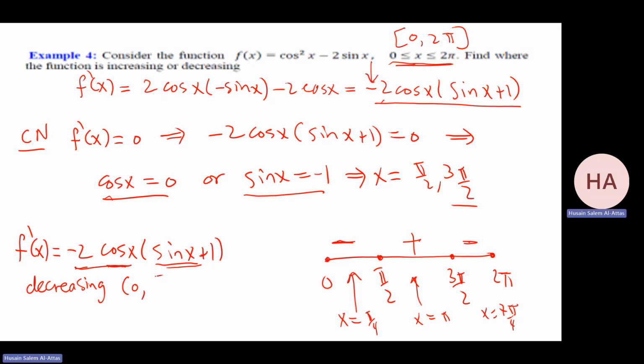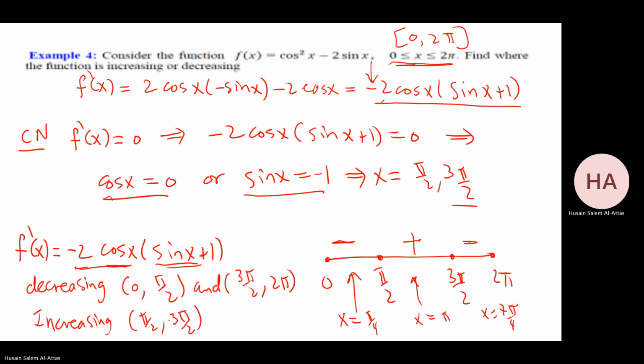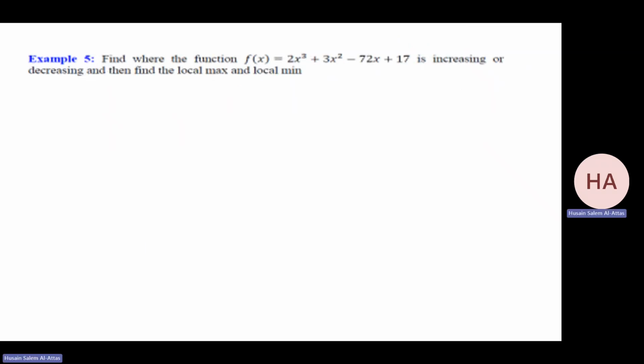So it's decreasing from 0 to pi over 2 and from 3 pi over 2 to 2 pi, and increasing from pi over 2 to 3 pi over 2. Find where the function is decreasing and find the local maximum, local minimum.